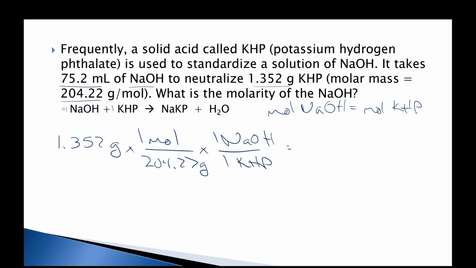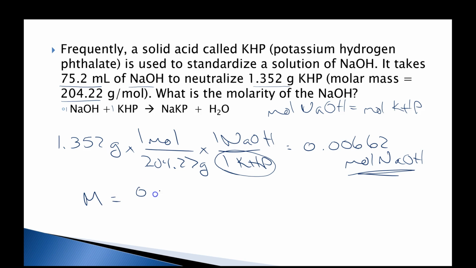Notice I am not doing the MAVA thing. And the reason I'm not doing that is because it's a solid. You can't do it if it's a solid. You can only do stoichiometry. So what I end up with is 0.00662 moles of NaOH. So that's how much NaOH I must have had to neutralize that KHP. So the molarity of the NaOH is going to be the moles over the liters of the NaOH that it took to make that happen.